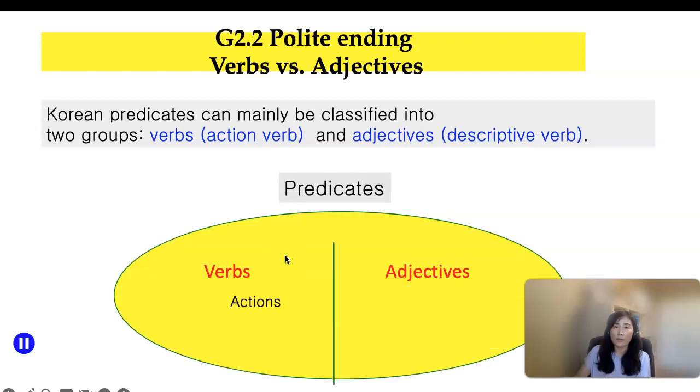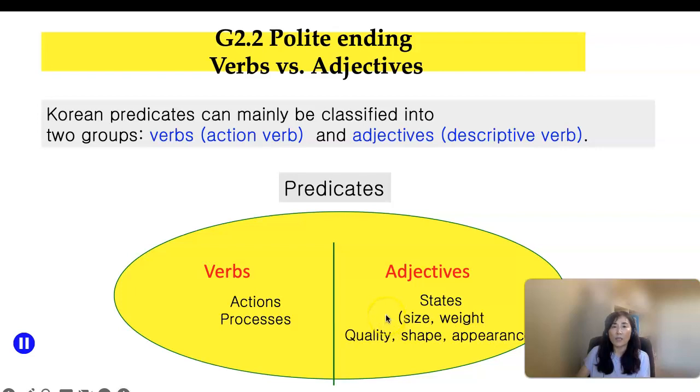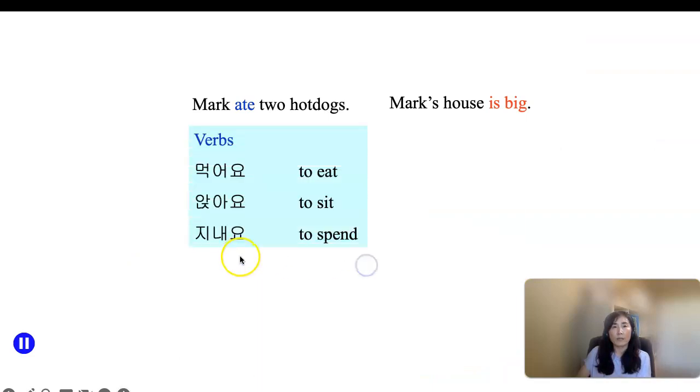Verbs denote actions or processes, whereas adjectives describe states such as size, weight, quality, shape, appearance, or emotion. And the copula verb 이다 is in between. Sometimes it acts more like a verb, and sometimes like an adjective. Here are examples of Korean verbs. To eat, 먹어요. To sit, 앉아요. To spend time, 지내요.